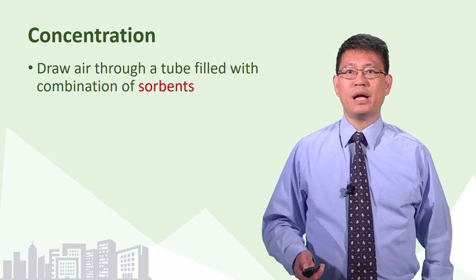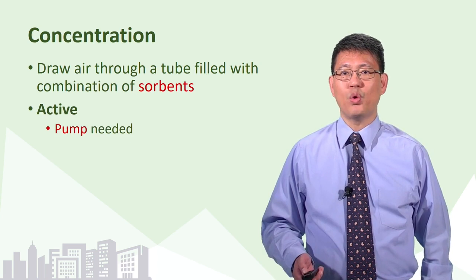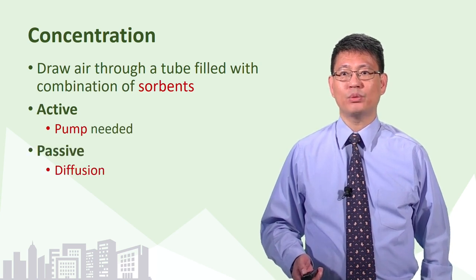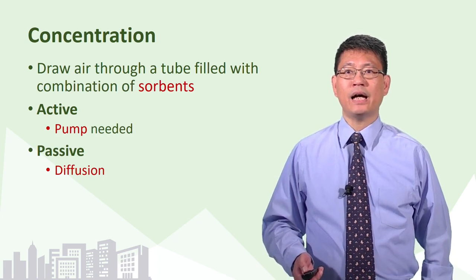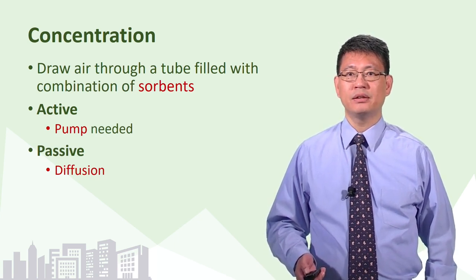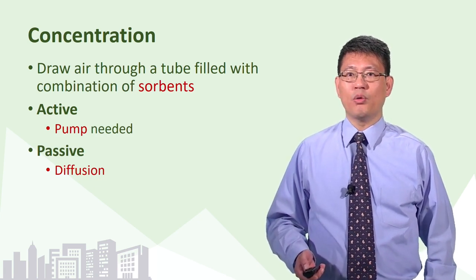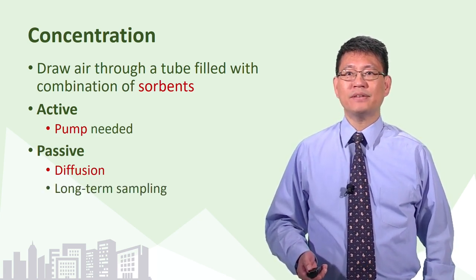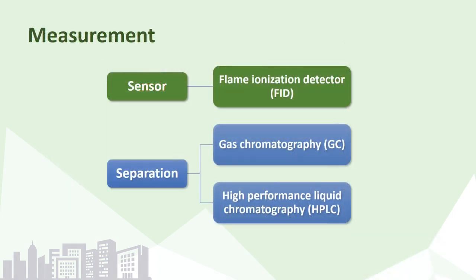The sampling process can be either active, where a pump is needed to draw air in, or passive, where air is collected by diffusion. Less time is needed for active sampling. For passive sampling, the absorption rate is slower. Passive sampling is used for long-term sampling. After sampling, VOCs are analyzed by sensor or separation means.